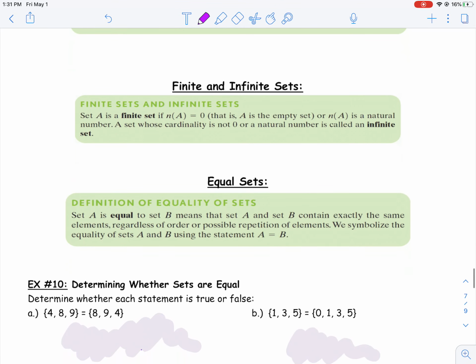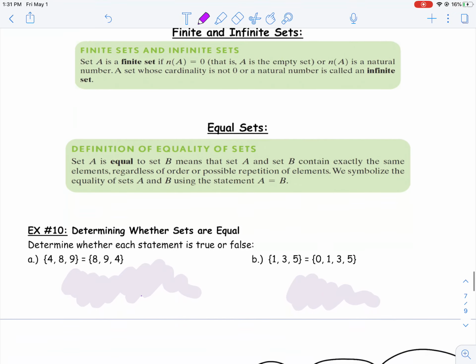Another definition we're going to talk about is what we call finite sets, where set A is a finite set if the cardinal number is 0, it's an empty set, or a natural number. So if it has numbers in its set and stops. An infinite set is a set that continues to go on and on forever, right? So we have an infinite set where you have elements that go forever, and we have a finite set where it kind of stops at some point.